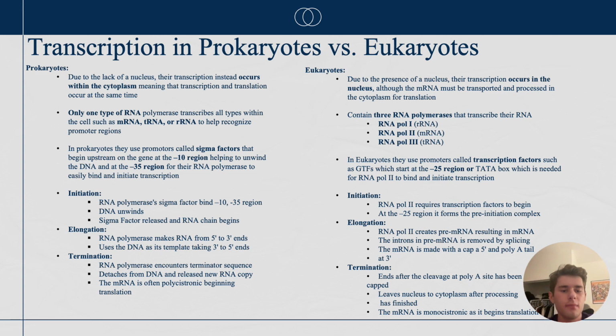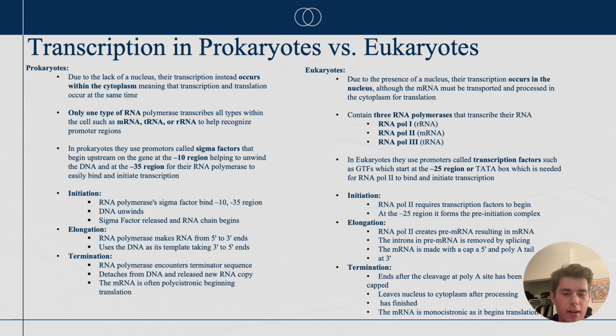And in prokaryotes, they use sigma factors to help recognize the promoter regions that begin upstream on the gene at the -10 region, helping to unwind the DNA, and at the -35 region for their RNA polymerase to easily bind and initiate transcription. In the first process, called initiation, the RNA polymerase sigma factor binds to the -10, -35 region, and the DNA unwinds, the sigma factor is released, and the RNA chain begins.